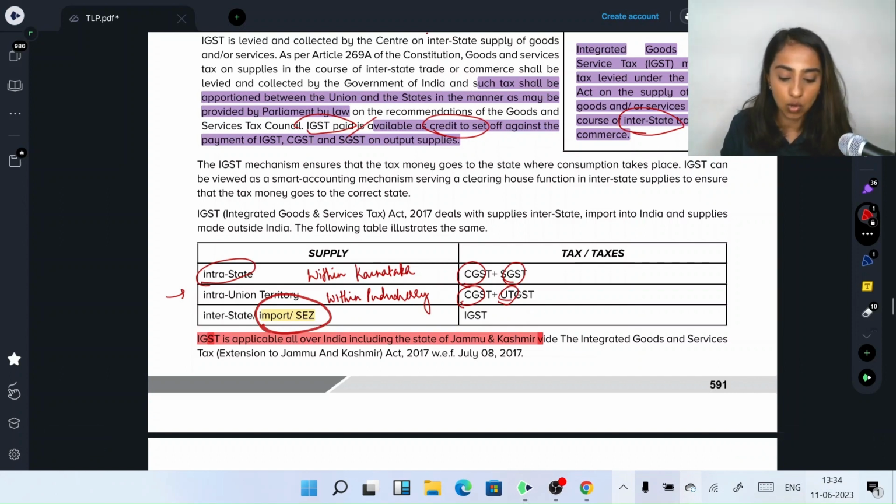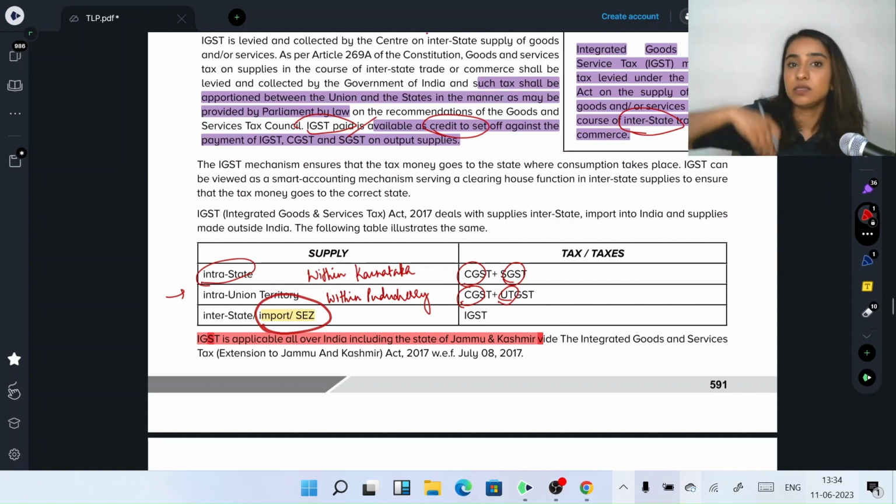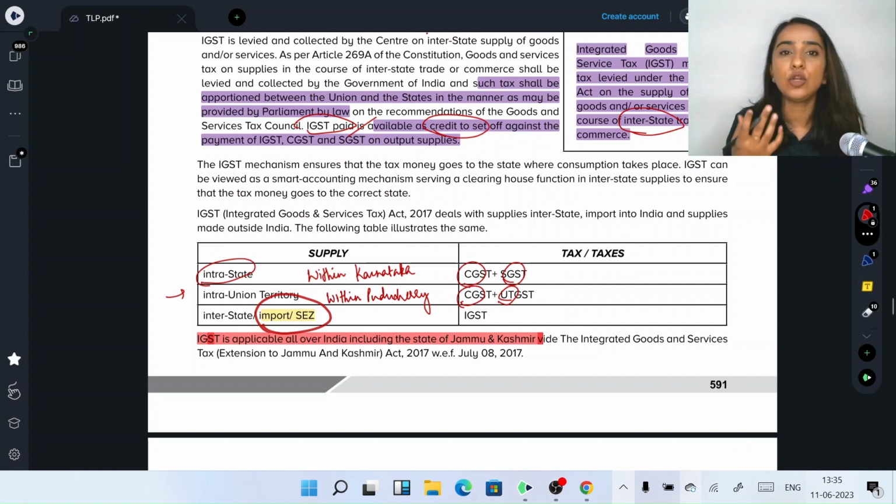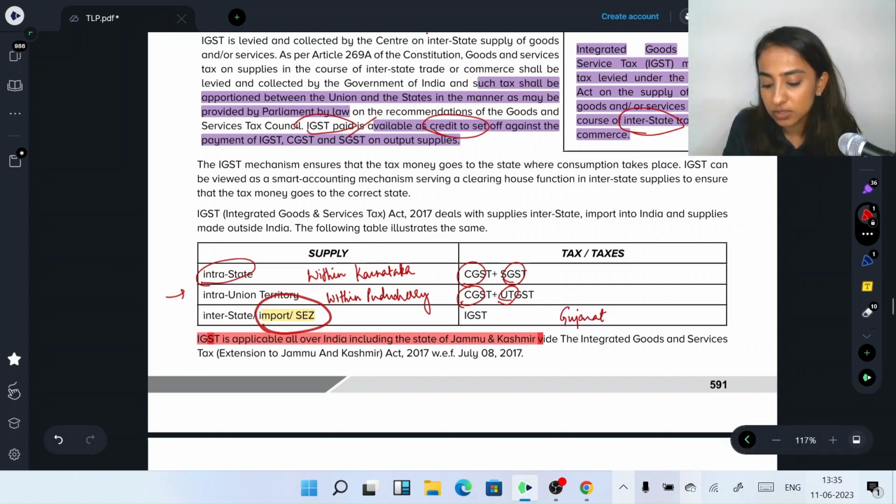Now interstate or import or SEZ. What is interstate, guys? I told you interstate is something that's beyond the state, right? Or if you're doing any import, import is when you purchase something from outside the territory of India, that is, beyond the country. SEZ is special economic zones. There are certain places which have been notified as special economic zones. If you purchase something from that particular special economic zone, it will also be considered as interstate supply.